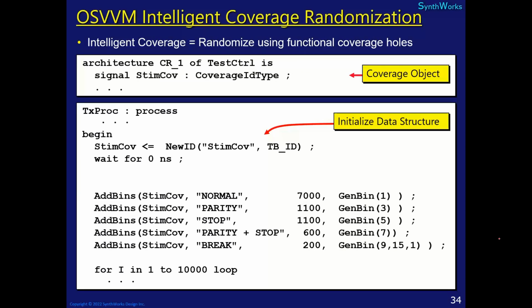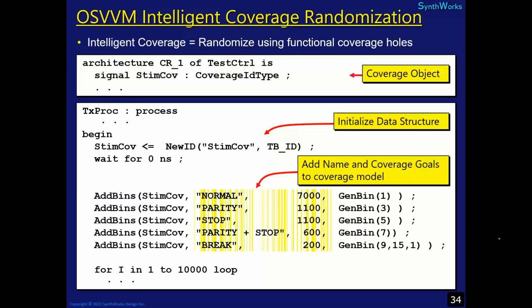Okay, so another thing we can use our coverage for is randomization. We can randomize across a coverage object. So we're setting up a similar coverage object to what we did before, except now we're adding additional information. The important one is we're adding a name, which is nice because it's going to print that name when we do our reports. But we're also adding here a coverage goal.